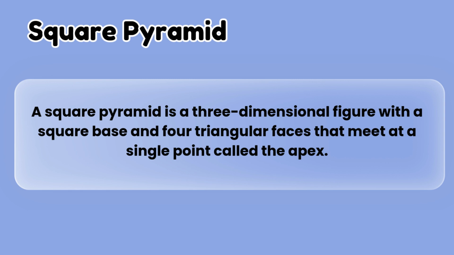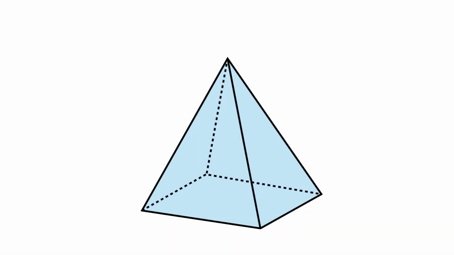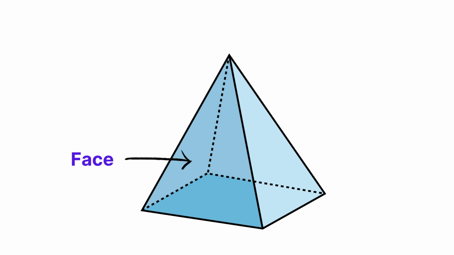Let's have the first figure, which is the apex. This is the point at the top where all the triangular faces meet. It's directly above the center of the square base. The second figure is the face. In a square pyramid, faces are the triangular sides of the pyramid. A square pyramid has four triangular faces.